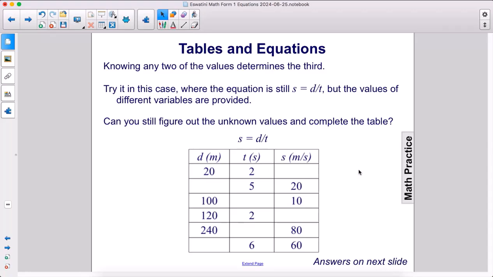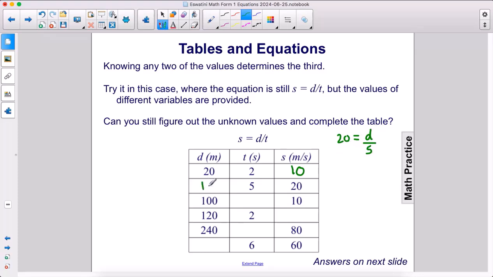Try it in this case, where the equation is still s equals d over t, but the values of different variables are provided. Can you still figure out the unknown values and complete the table? Let's go through it. s equals d over t. If we're looking for s, we just divide distance by time. 20 by 2 is 10. But here, we know the speed is 20, and we know that must be equal to d, which we're looking for, over t. t is 5. So what divided by 5 is equal to 20?